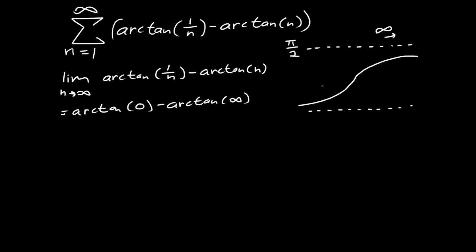So as n approaches infinity, arctan will eventually reach pi over 2, meaning that arctan of infinity is equal to pi over 2. And arctan of 0 is just 0. So this limit is equal to 0 minus pi over 2. And this is equal to negative pi over 2. And negative pi over 2 does not equal 0. Therefore, this series diverges.